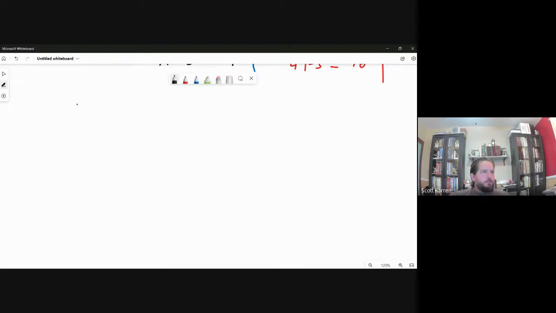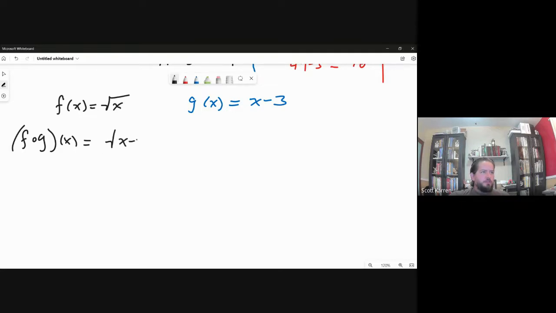Let's say we have f of x is the square root of x, and g of x is x minus 3. Now, we're asked here to find f composed of g, or f composition g, or f of g. All three of those are correct. And so I'm just going to take g and plug it into f. So that is now the square root of x minus 3.